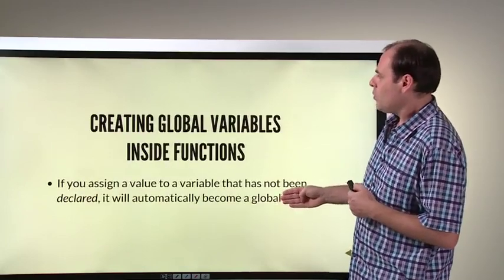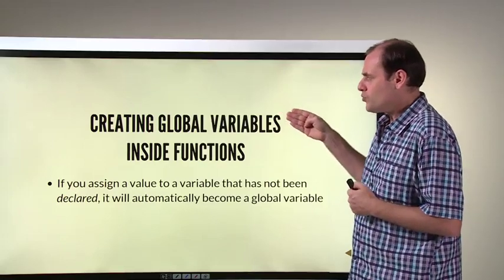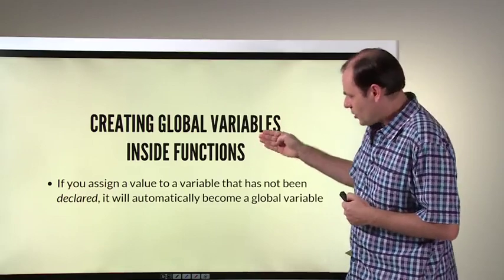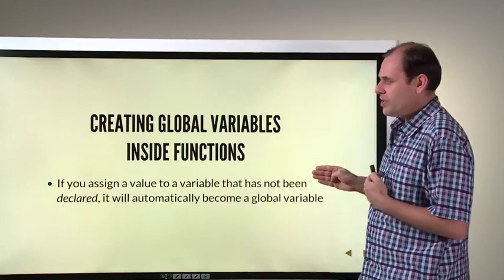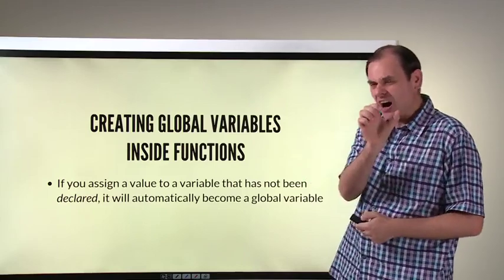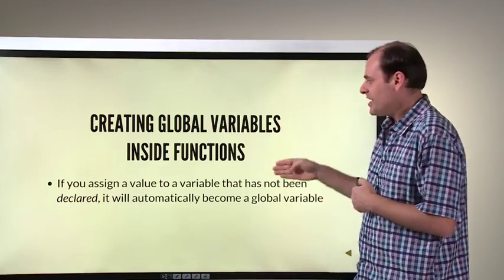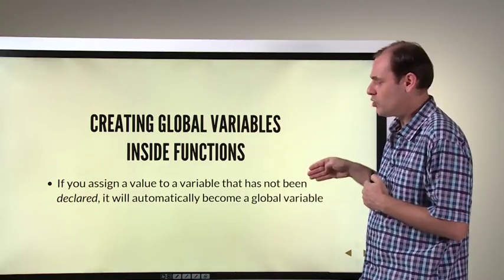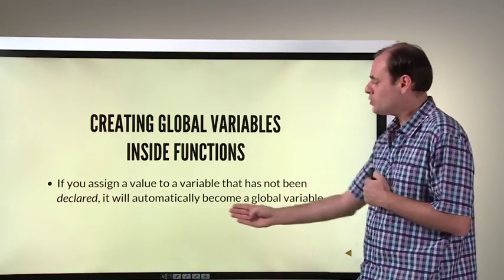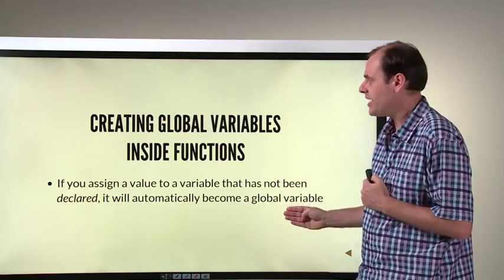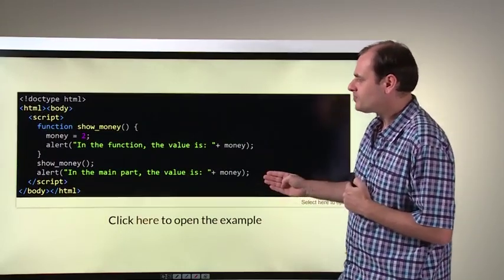All right. Also, what about if you create a global variable inside a function? So if you assign a value to a variable that has not been declared in a function, declared meaning var x, something like that. So if you're in a function and you assign a value to a variable that has not been declared, it will automatically make it a global variable. Okay, quick example here.